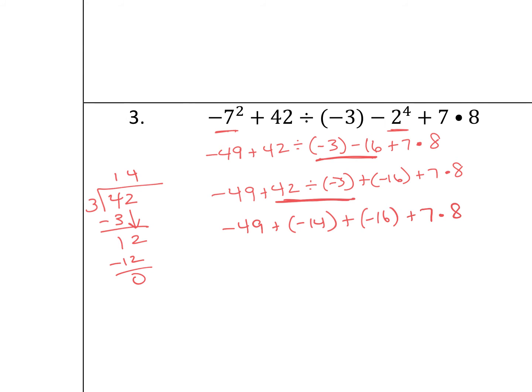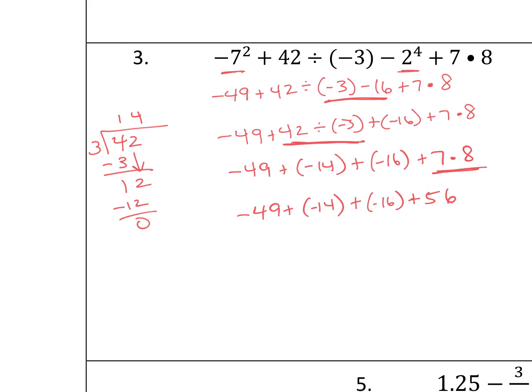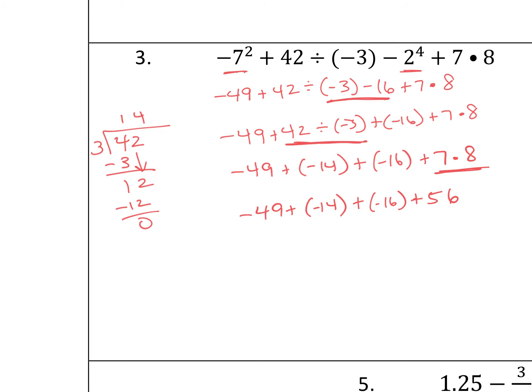Okay, I'm going to go ahead and do my multiplication next. Seven times 8 is 56. The rest of my problems are just addition, so I'm just going to go left to right. So I start with negative 49 plus negative 14. Since they're both negative, I will be adding those together. 49 plus 14 is 63, and since they're both negative, I know it's going to be negative 63.